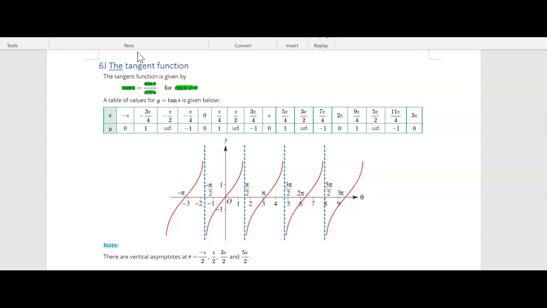cos is equal to 0, it can't equal 0 because it's on the denominator, we actually have an asymptote. So you can see here it says undefined, and that's because cos of pi on 2 is equal to 0. And we have it here as well, undefined, undefined, and undefined. All right, so your asymptotes on your graph, they're already on there, but I'm just going to highlight them in green.